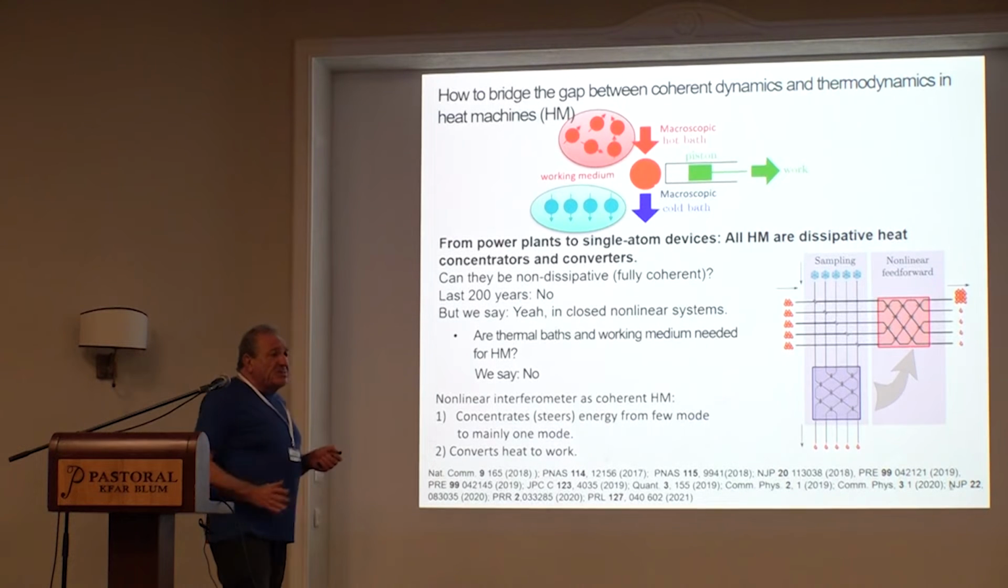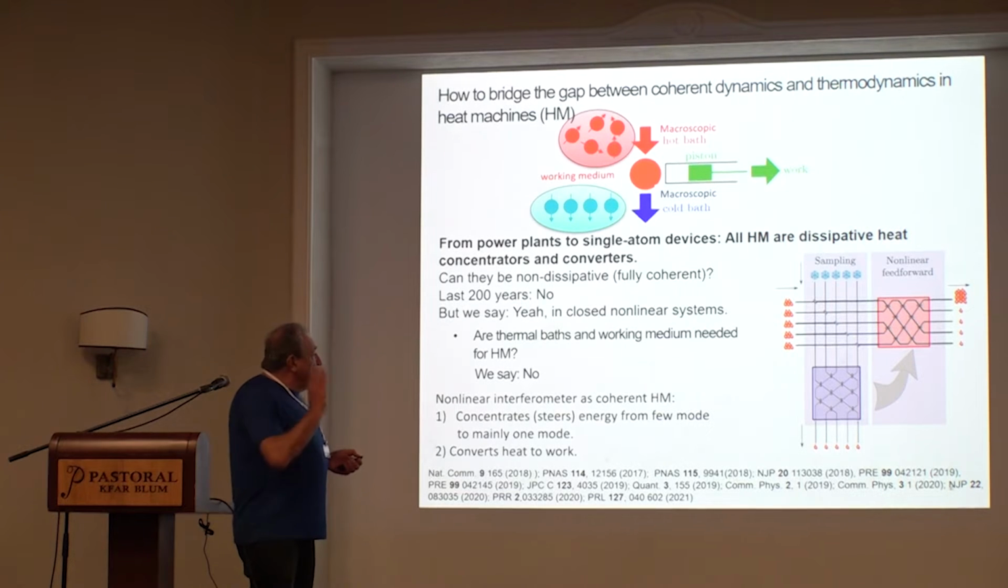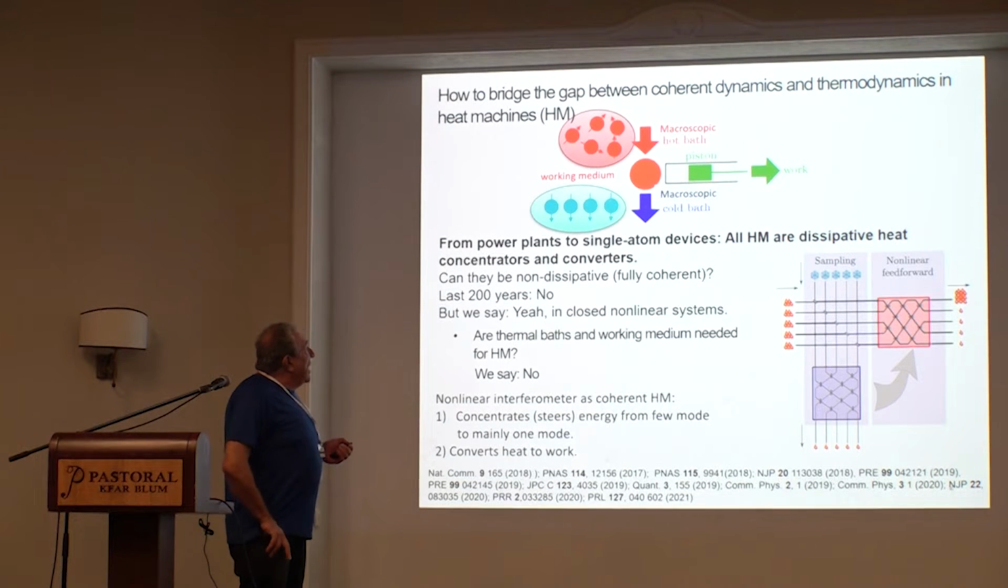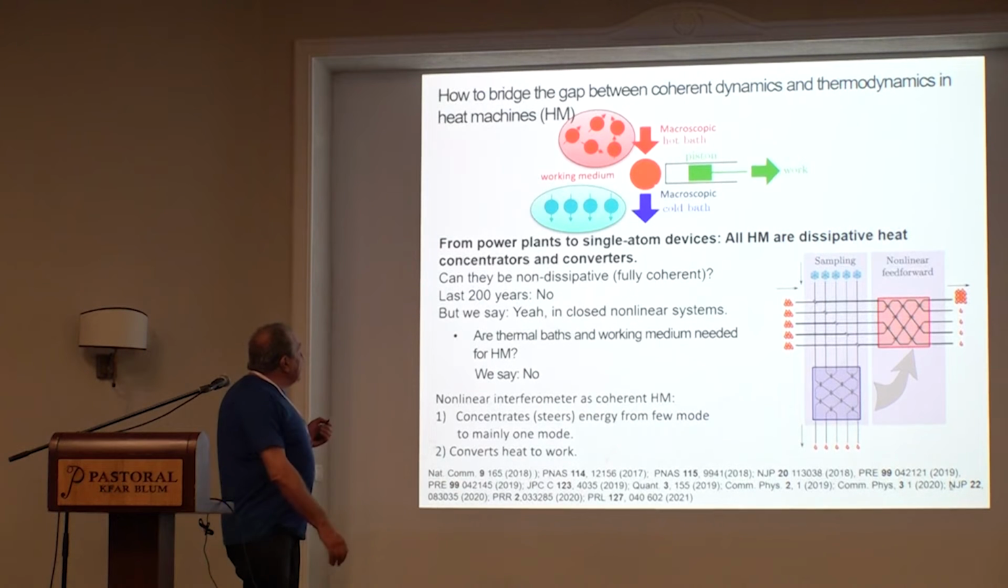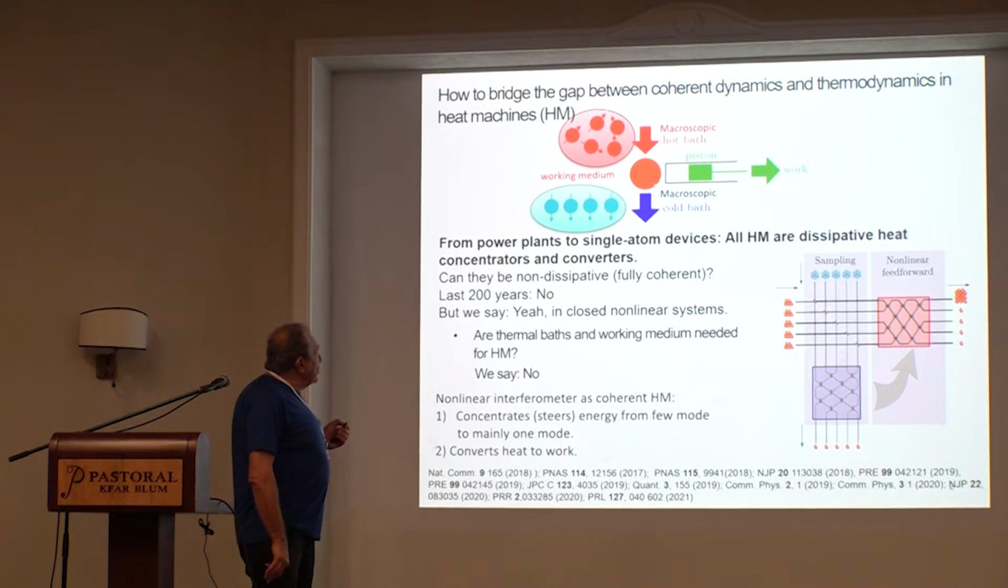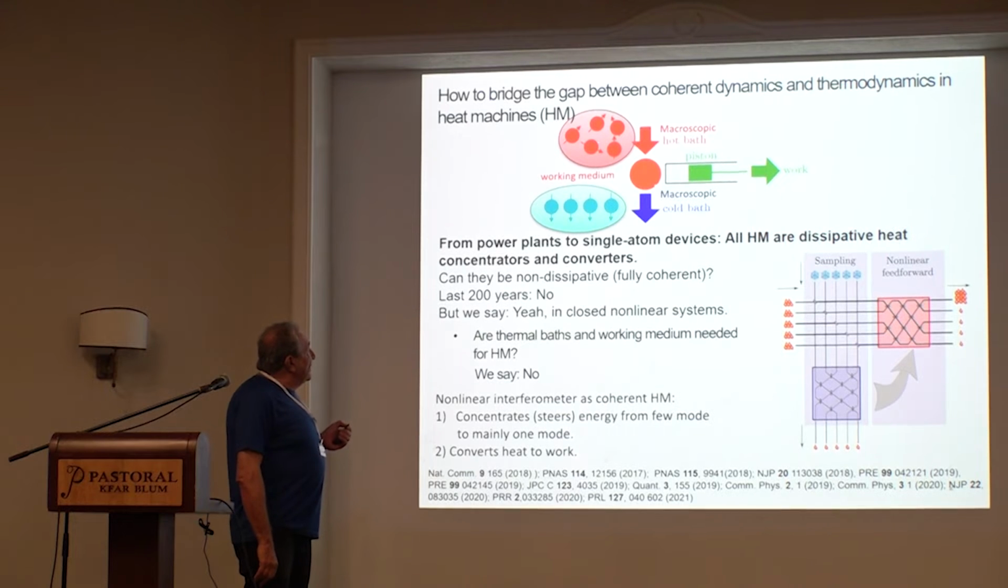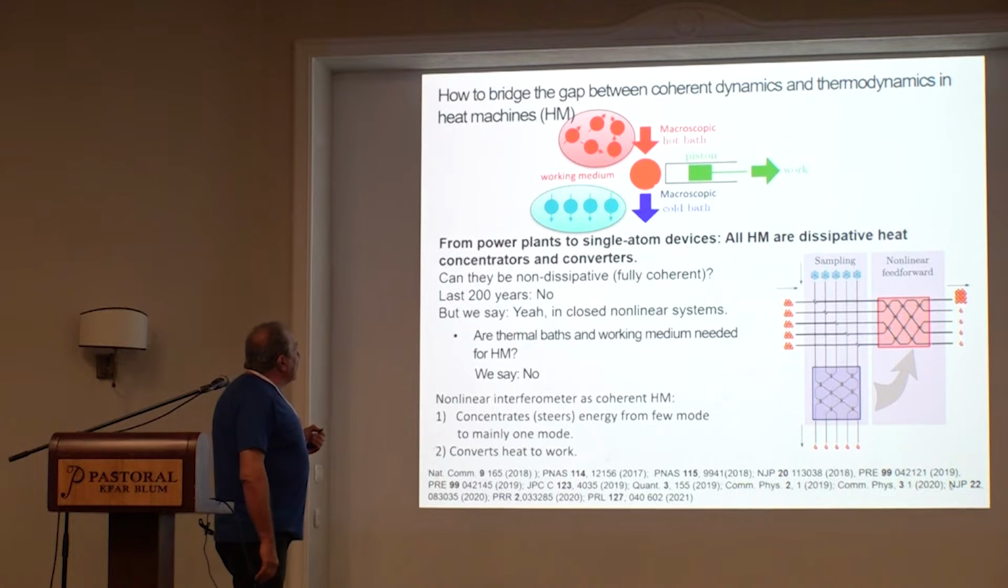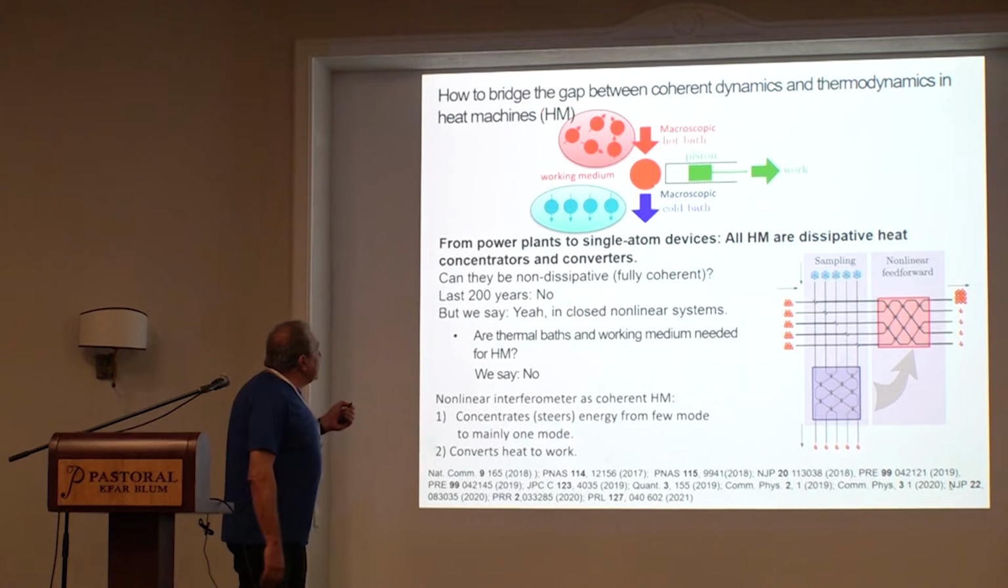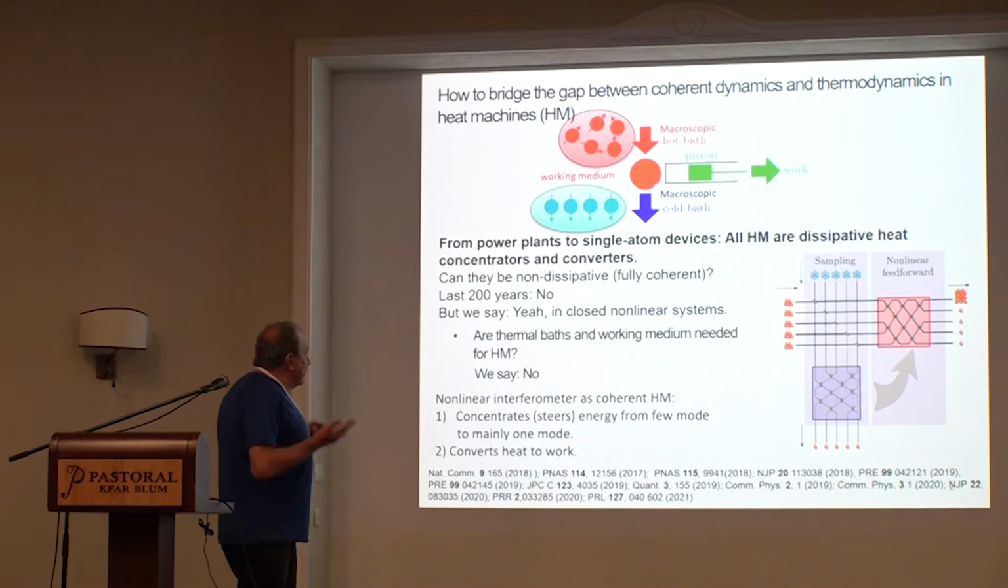So this means that all existing heat machines, and they have been so since Carnot for 200 years, are dissipative devices, and they perform two functionalities. One is that they concentrate the heat energy of these degrees of freedom to essentially one output mode, and the other is that they convert part of the heat into work. And the question is whether all these ingredients are essential for the functioning of heat machines, and we say no.